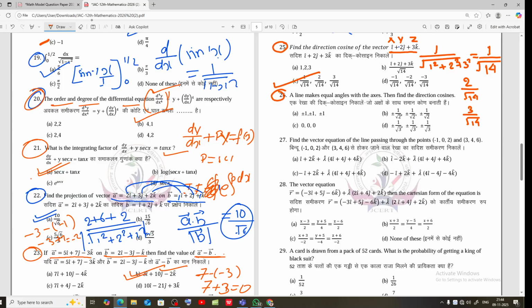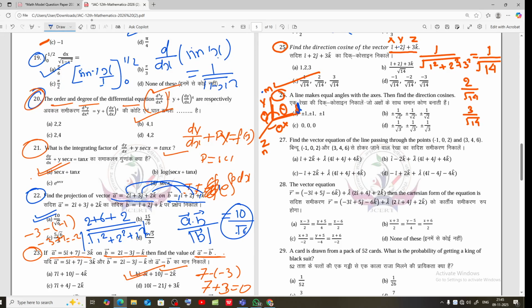26. A line makes equal angles with the axes. Find the direction cosine. A line with equal angles with the x-axis, y-axis and z-axis. All angles are equal, so theta, theta, theta. The direction cosines are L, M, N.